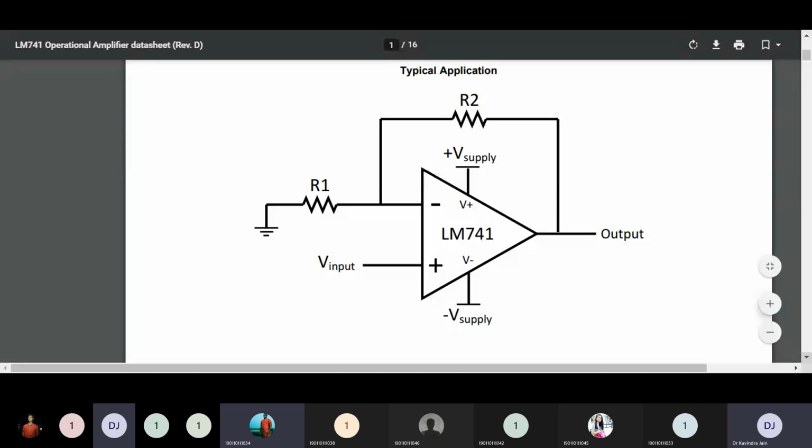Since it's a beginner lab, I will not force you much, but I would request you to kindly start reading the data sheet. So this is your first target. Fine. Okay, sir. Yes, sir. Yeah. So how does it look? Yeah, just wait a minute.